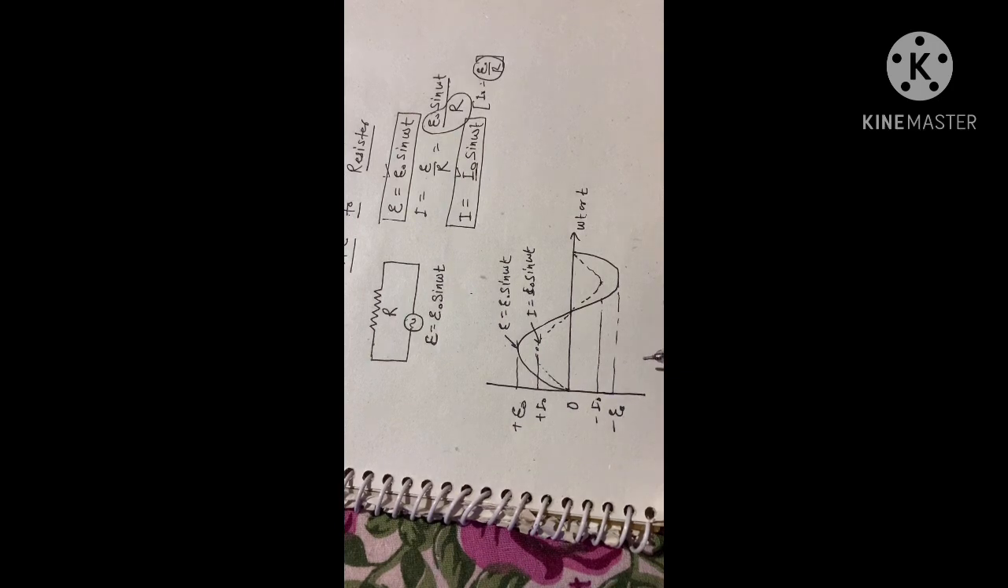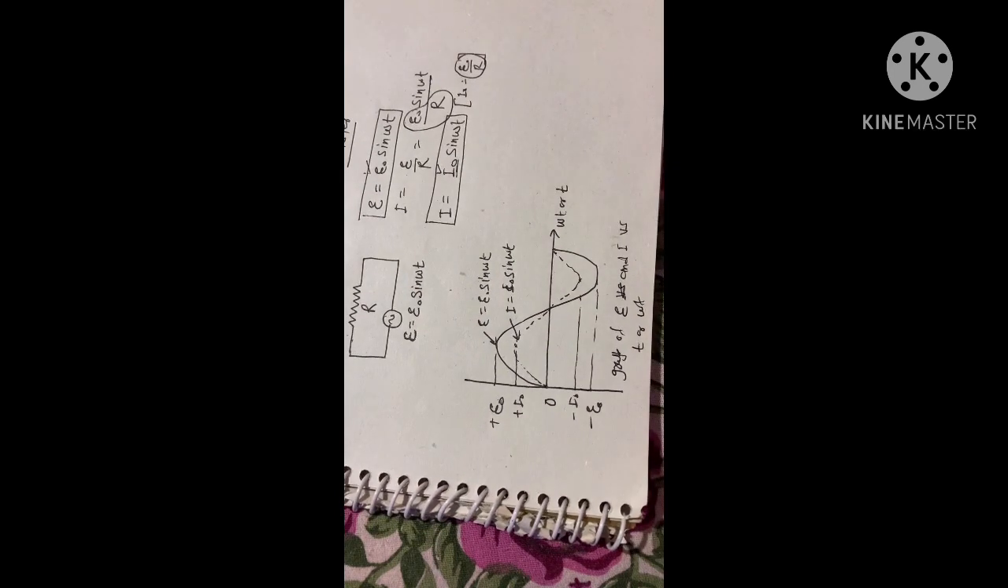This is the graph of E and I versus omega t. What is this graph called? Graph of E and I versus time, or omega t.